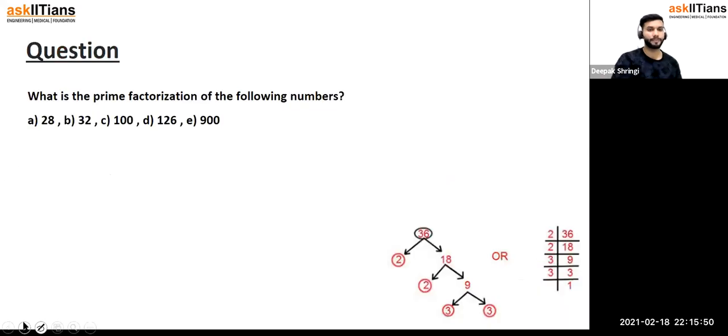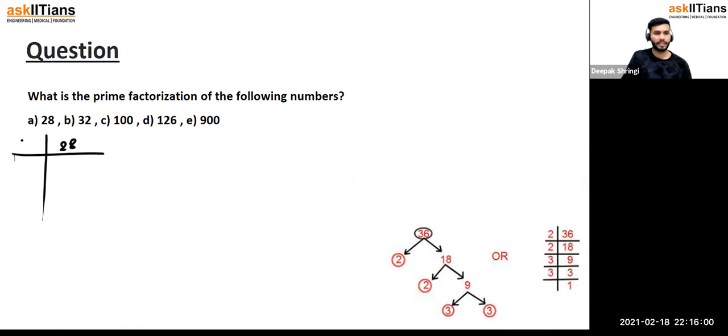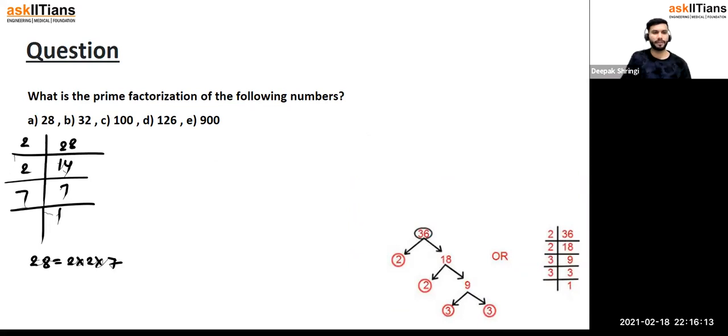Perfect. So you need to do the prime factorization of the given numbers, guys. Let's quickly do it. First, 28. 28 is divisible by 2, absolutely. Then I'm going to get 14, divisible by 2. Then 7, divisible by 7 only. It's a prime number, so then you'll get 1. So 28 is 2 into 2 into 7.